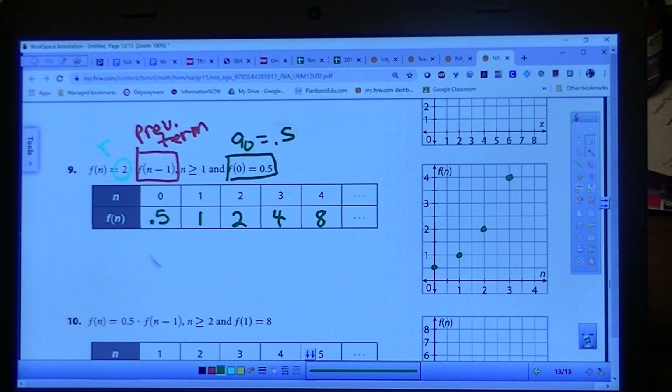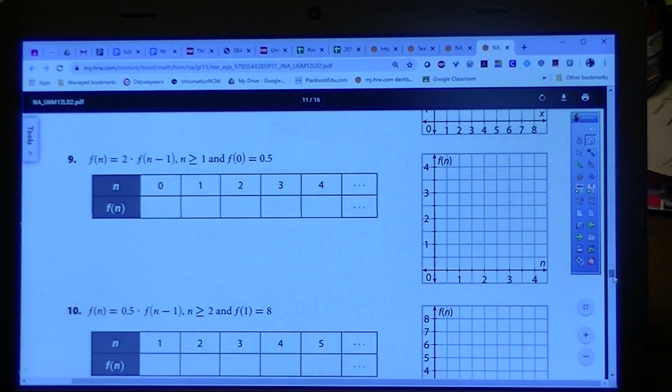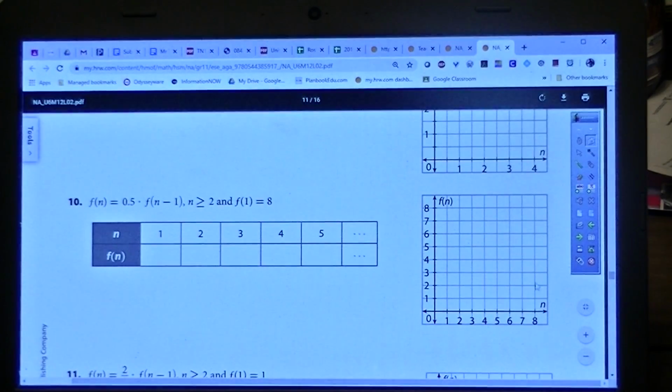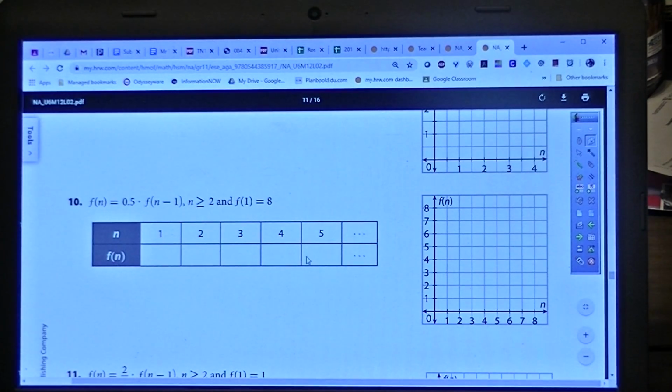Because if we turn this into a sequence, it would be what? 0.5, comma 1, comma 2, comma 4, comma 8, comma dot dot dot. Okay? Happens to be infinite in this case. Alright, so let's keep on going here.